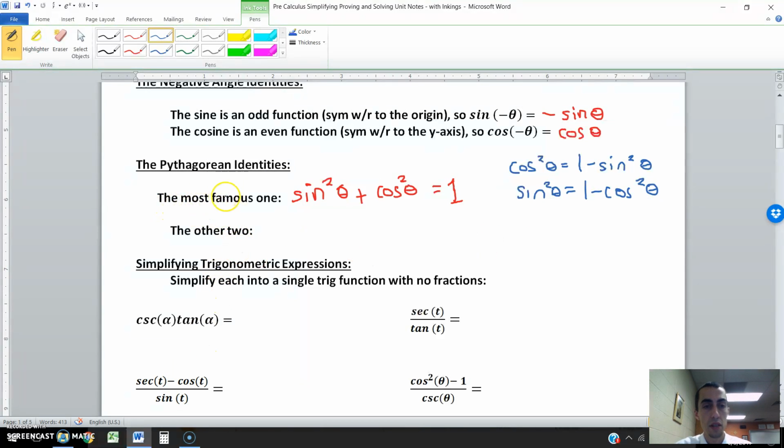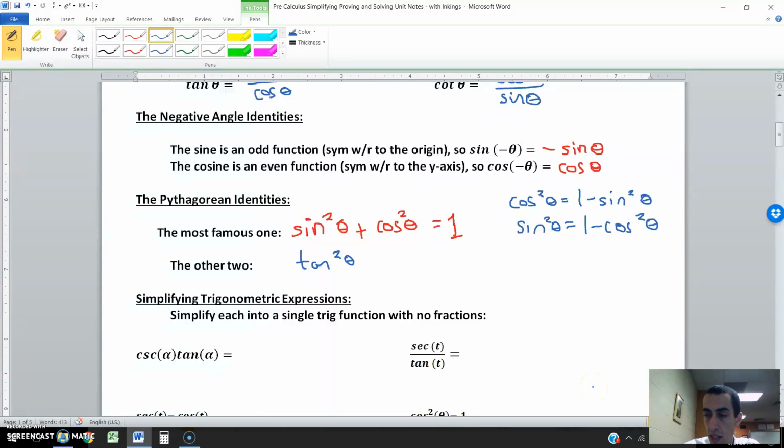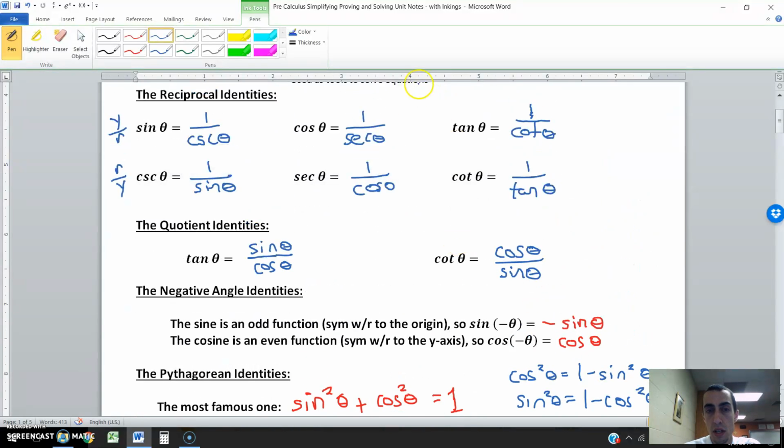Alright, next up, the other two Pythagorean identities. So these two are different, but they're basically the same thing, just subtracting. Another two come if we were to divide both sides by cosine squared. So if we divide the left side by cosine squared, sine squared divided by cosine squared would become tangent squared. And that's because sine over cosine up here is tangent. Cosine squared divided by cosine squared is 1, because something divided by itself is 1. And then 1 divided by cosine squared is going to be secant squared, because of that identity.